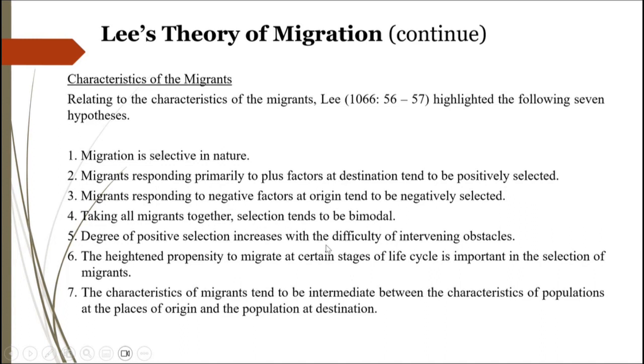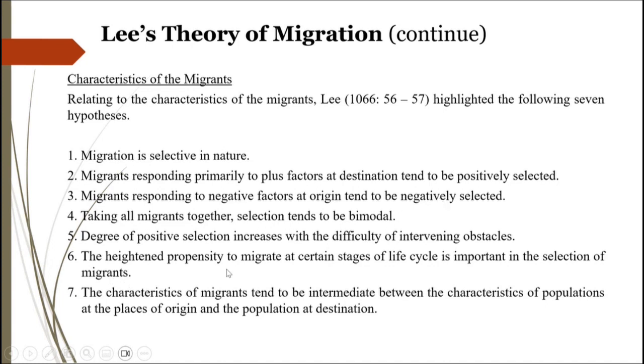Positive selection increases with the difficulty of intervening obstacles. I mean, if you are from Kampar and you want to migrate to Singapore, and there are a lot of intervening obstacles but you still move there, that means maybe you really are a very genius, talented person. The whole of Malaysia, including Kuala Lumpur, doesn't have enough companies to hire you. So you will be positively selected. You will go to Singapore because, let's say you study nuclear science, only Singapore or Australia has it.